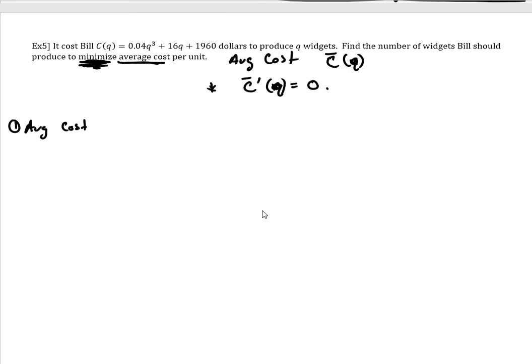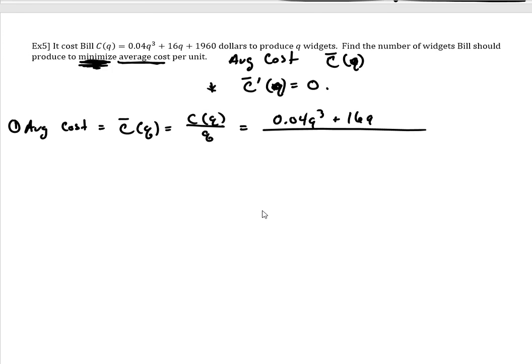So the average cost is equal to, so we use that notation, what it is taking your cost function and dividing it by your quantity. Okay, and so our cost function is 0.04q cubed plus 16q plus 1,960. And be careful with q. I usually try to make it extra curly so I don't confuse it with 9. So that's what that is divided by q.